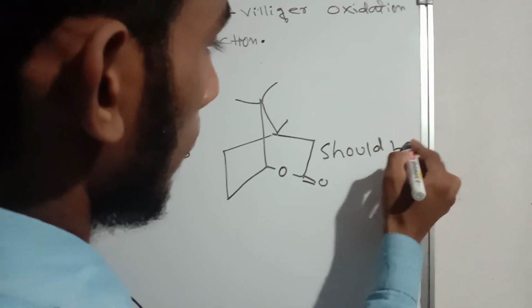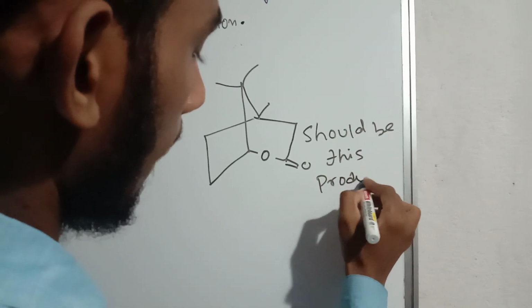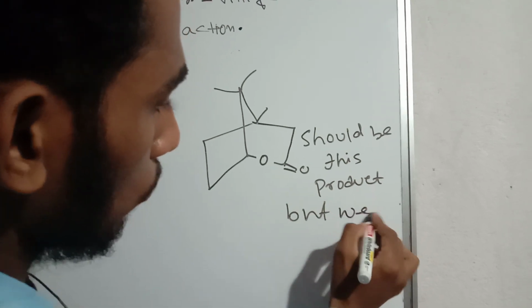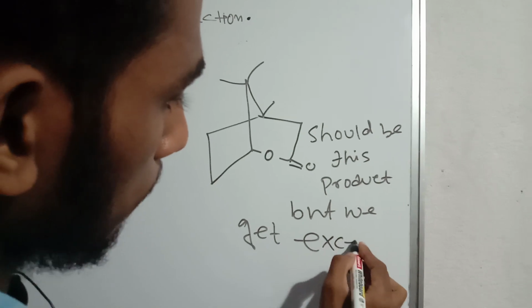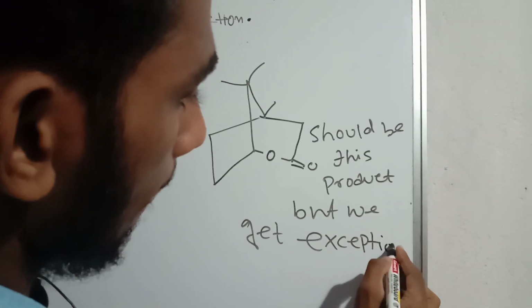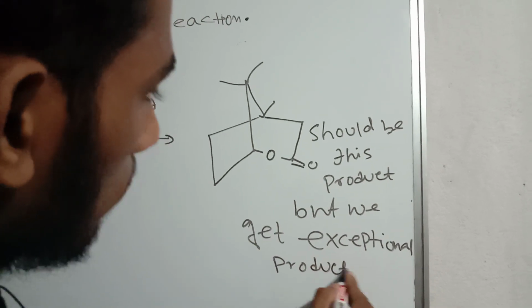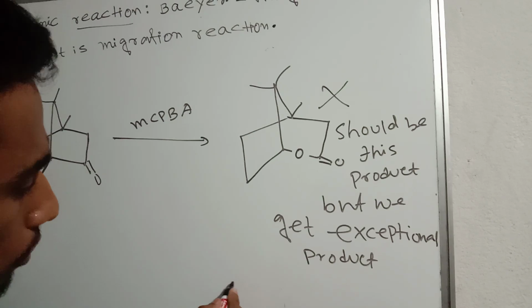It should be this product, but we get the exceptional product. This is not found, but what do we actually get?